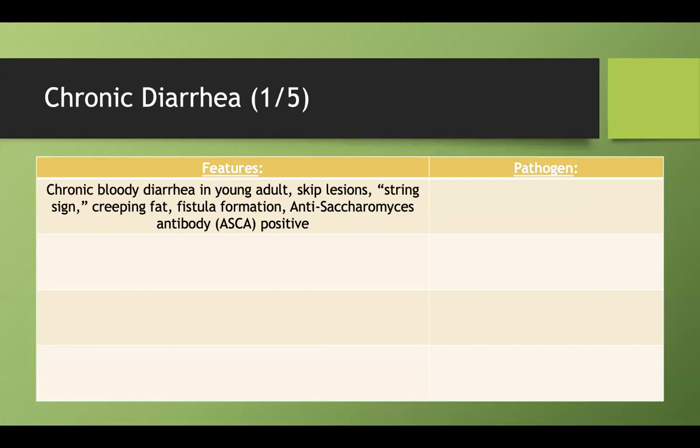So with that said, we can still get a lot out of this question and answer type format here. Let's start with this one. You have chronic bloody diarrhea in a young adult. The disease is associated with skip lesions, the string sign, creeping fat. You can get fistula formation, and it is ASCA positive. That's describing Crohn's disease.